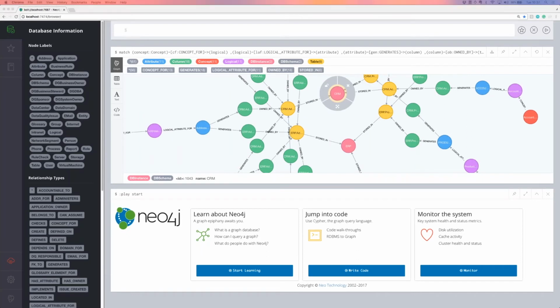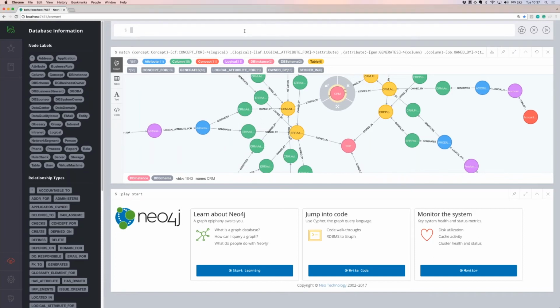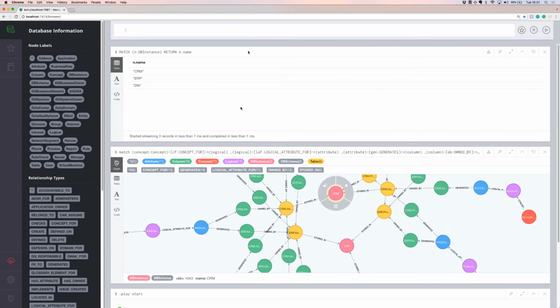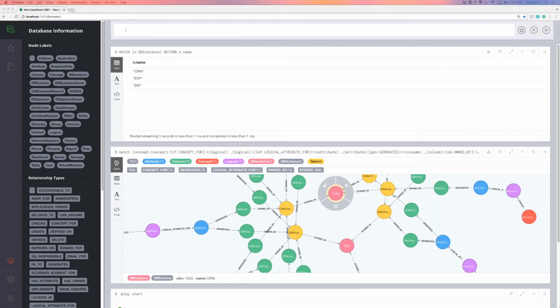But what's interesting is that we can query. It's not just about visualizing the graph, which can be intuitive in some cases. If you think of a large-scale graph, what you will probably do is run queries like, give me all the database instances, and we can produce a tabular report like this one.